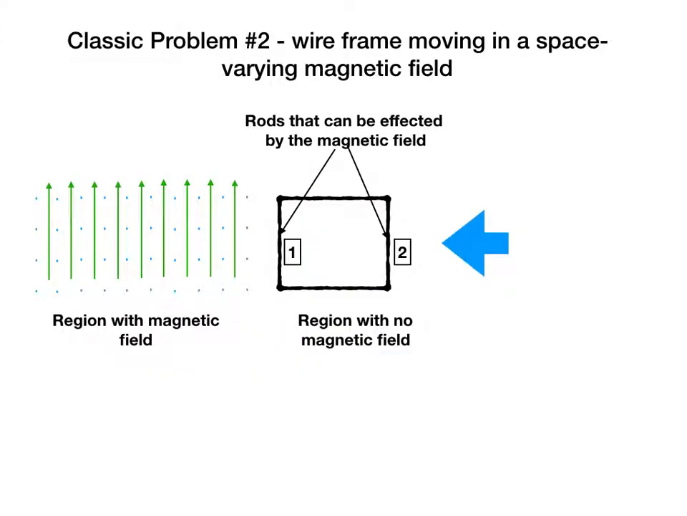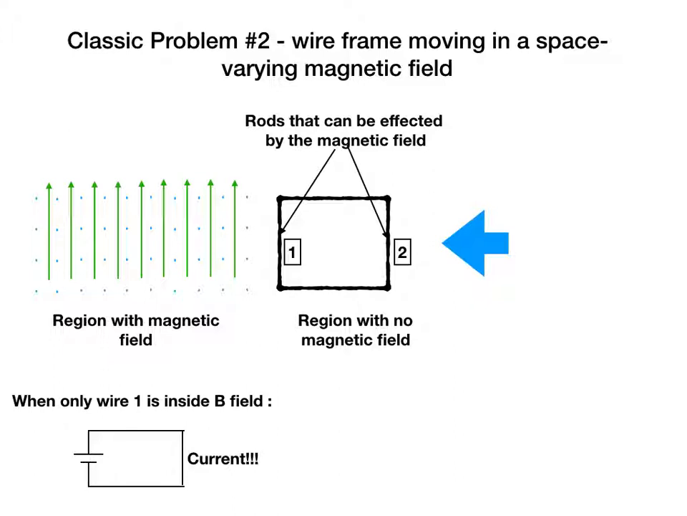Okay, second problem, which is also a classic. We have a wire frame which is moving, the entire frame is moving into a region with a constant magnetic field. So here all the frame will be sensing the electrical field, but only parts shown in 1 and 2 are affected by this field because they are parallel to the electrical field, the Lorentz electrical field, so they feel it.